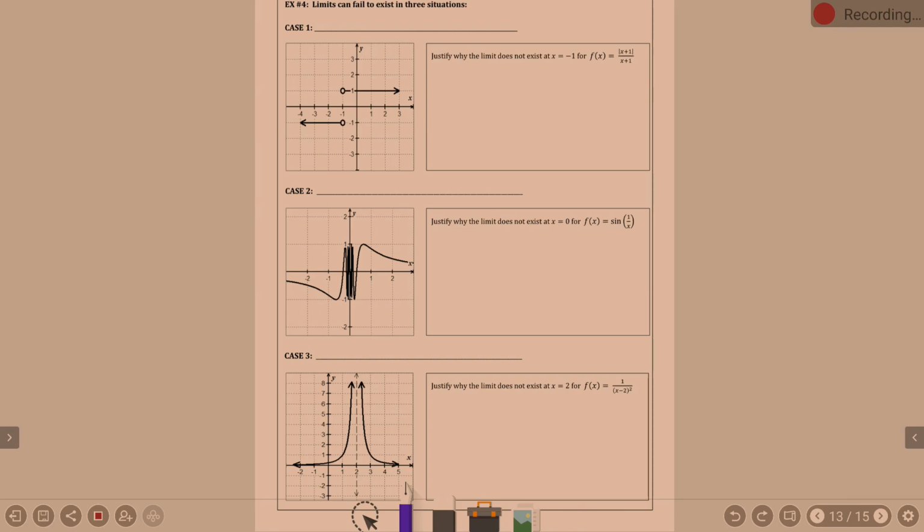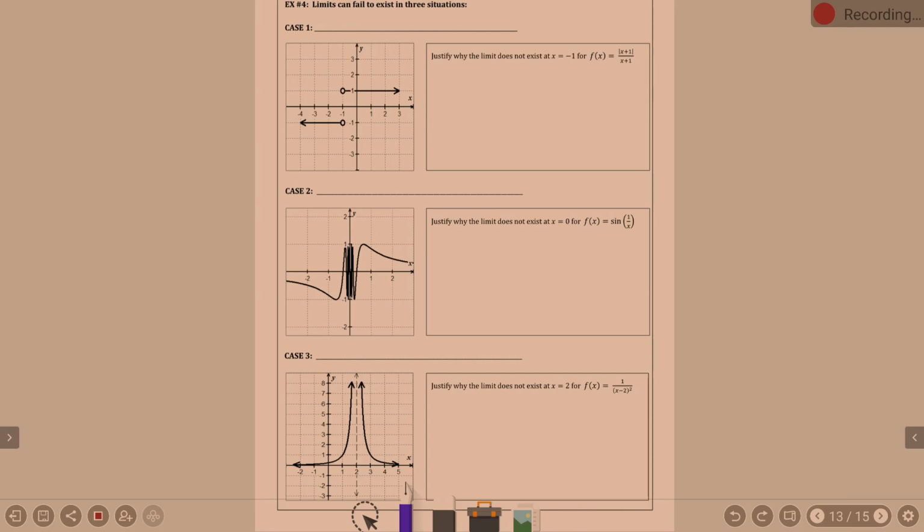Okay, guys. Getting a little more formal. So, limits can fail to exist, and we've got 3 situations where we can talk about limits possibly failing to exist. As we look at this one, why does the limit not exist at x equals -1?